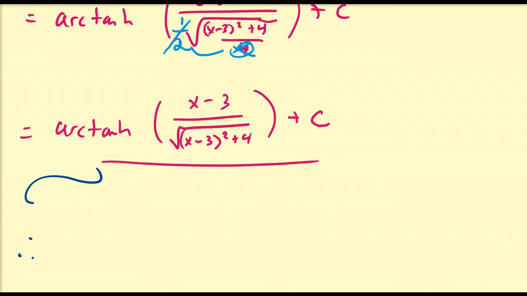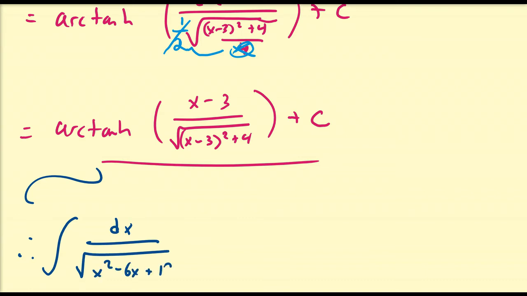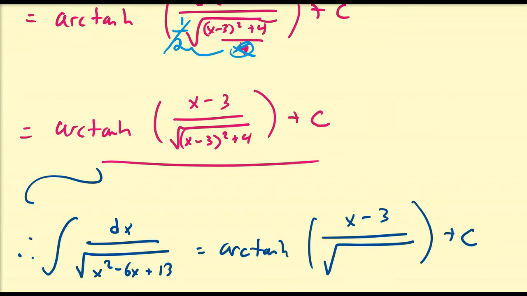So therefore, what do we have? We have that the integral of dx divided by the square root of x squared minus 6x plus 13 is equal to the arc hyperbolic tangent of x minus 3 divided by the square root of that term, x squared minus 6x plus 13, because that's what that completed the square into.